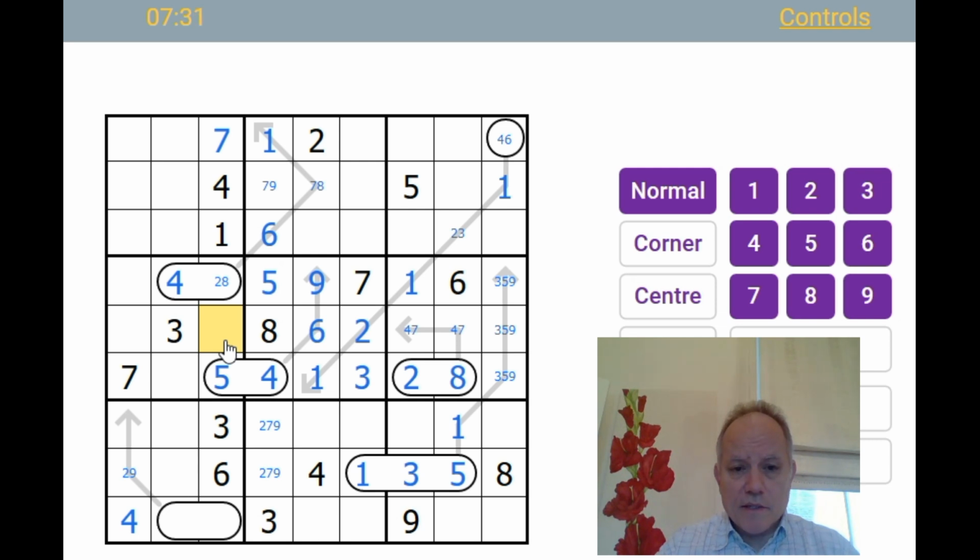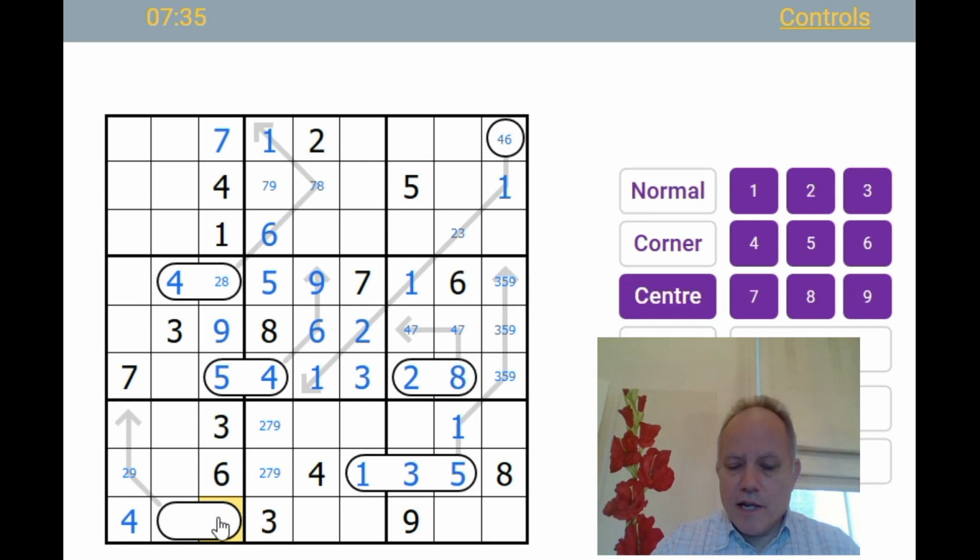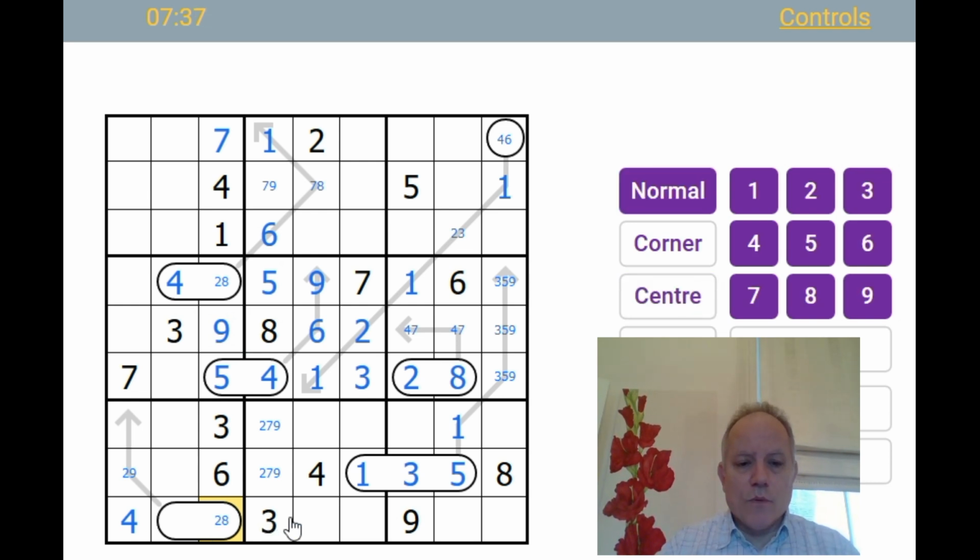This has to be a 9, doesn't it? Because 2 and 8 are in the row already. So this is 2 or 8 as well.